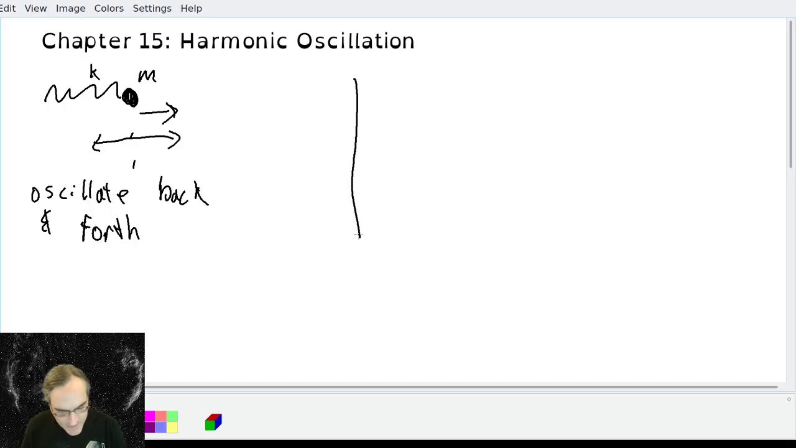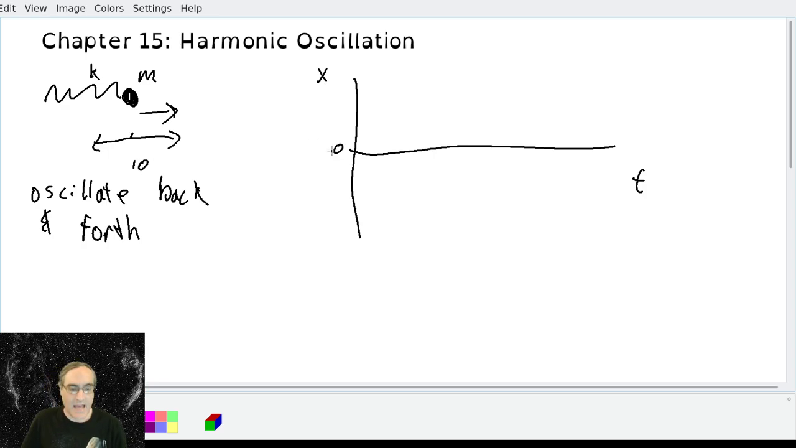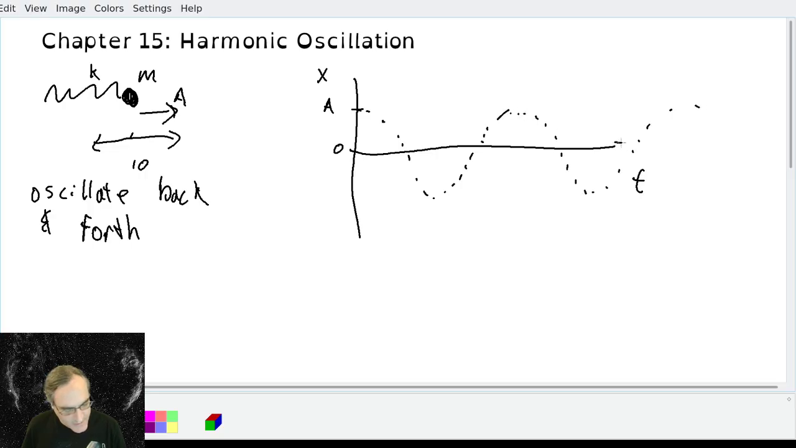So since we have something that's oscillating, we have to talk about what the graphs might look like. And we'll have a particular position, and we'll look at what happens to the position over time. If we make this center position the 0 for x, and if we pull it some distance away and let go, then what you'll see happening is it will go up and down, and it will make a sine or a cosine pattern. And there are things we need to be able to extract from this.